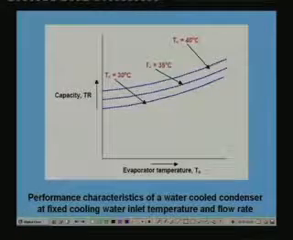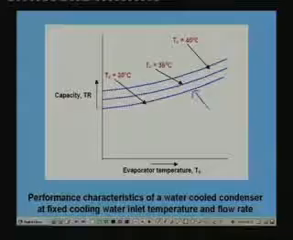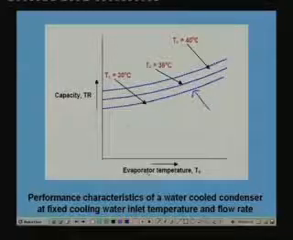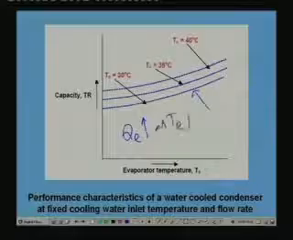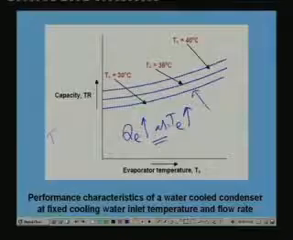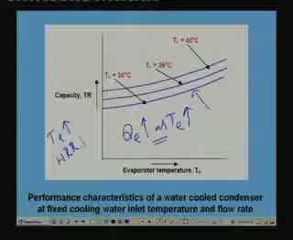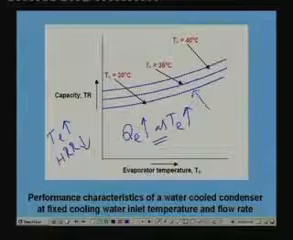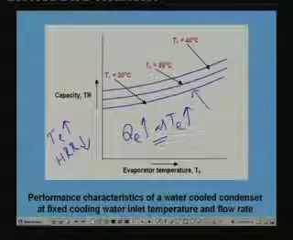And you can also see here that for a given condenser temperature, for example say 30 degrees centigrade, as the evaporator temperature is increasing, capacity is increasing. That means QE is increasing as TE is increasing. Why is it so? Because as TE increases, your heat rejection rate decreases. That means per ton of capacity, less heat has to be rejected in the condenser.